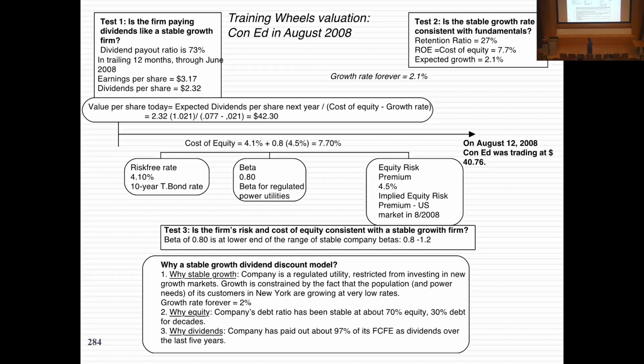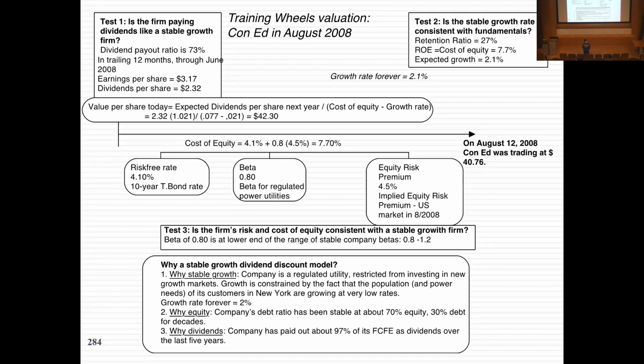So to value the company, here's what I did. I estimated the expected dividends next year and divided by the cost of equity. Cost of equity is based on looking at bottom-up beta. So essentially the cost of equity, the beta, and the growth rate are those of a mature company. The value per share I got by using a dividend discount model was $42.30. The stock was actually trading at $40.76 when I did this. So what's my conclusion? It's very mildly undervalued.